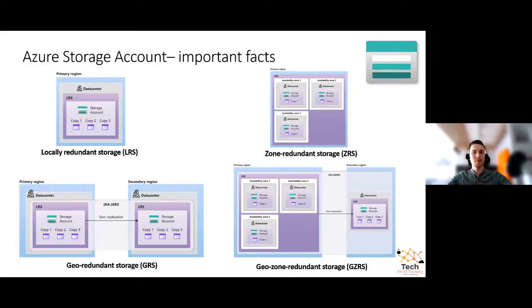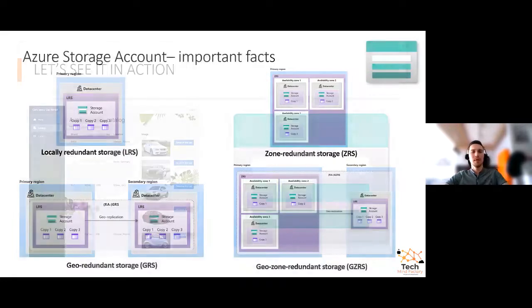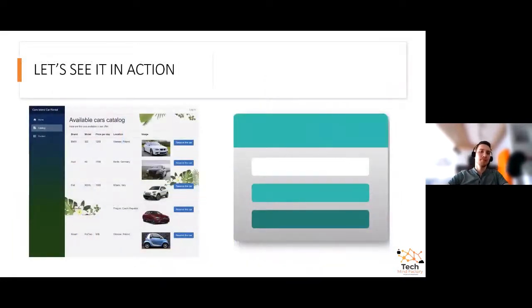Here with the Geo-Zone Redundant Storage, this is exactly like before, but in the primary region we have 3 zones. The data is copied between those 3 zones. Then data is geo-replicated to the second region. And we can also enable this read access Geo-Zone Redundant Storage. So in this case, we can automatically connect to the second region and get the data when there is a primary region outage. And now I would like to show you this in action.